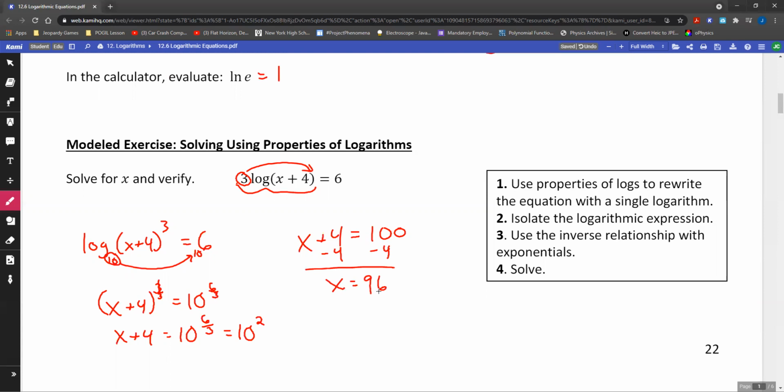Now they want us to verify, so that's what we're going to do. So plug in the calculator what 3 log of 96 plus 4 equals. So when you do that, 3 log of 96 plus 4, we get that this equals 6. All right.